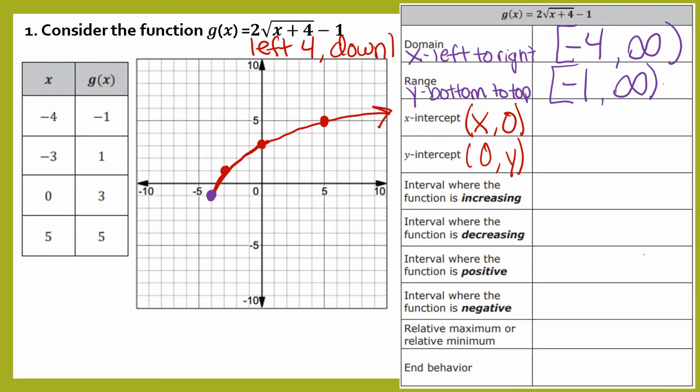So for this one, we can easily see the y-intercept. They give it to us in the table. We can see it on the graph. What is it? It's 3. Yeah, it's this (0, 3). Always write them as an ordered pair. So it'll be (0, 3).